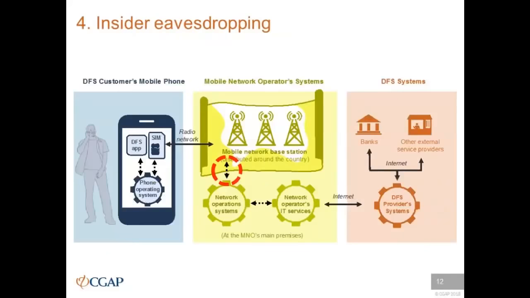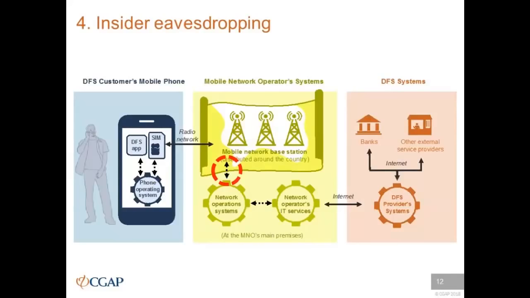Next one, insider eavesdropping. So M&O staff and contractors are able to conduct centralized attacks that simultaneously affect all DFS customers using a mobile network. So this is no longer localized again. They can intercept calls, text messages, USSD sessions, and mobile data sessions, and then use stolen PINs and passwords to initiate financial transactions from customers' accounts.